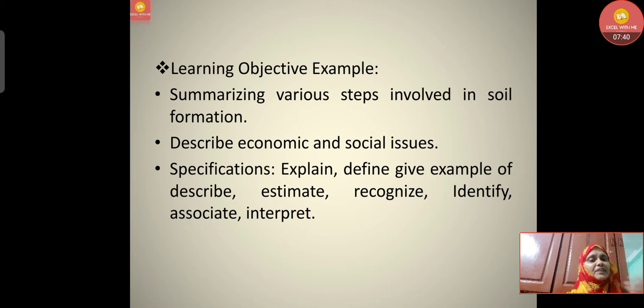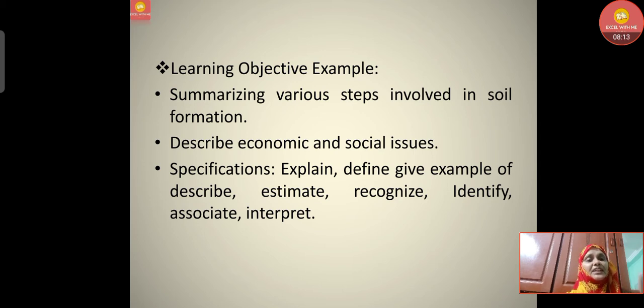For example, if we give soil formation, they will summarize the steps. What are the different steps in soil formation? Describe economic and social issues. They will be able to describe what economic and social issues there are which influence the society to change. Then specifications. What are the specifications of this understanding? Explain, define, give example of, describe, estimate, recognize, identify, associate, interpret.